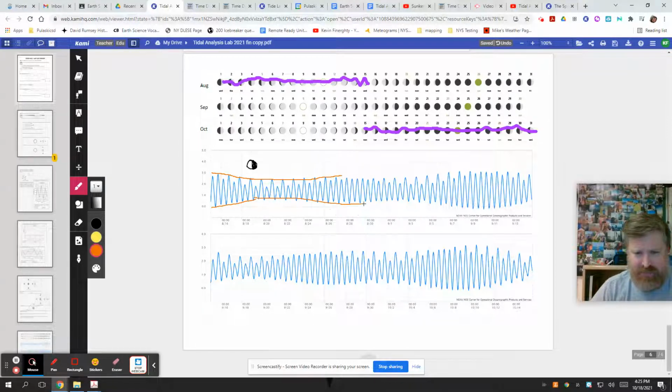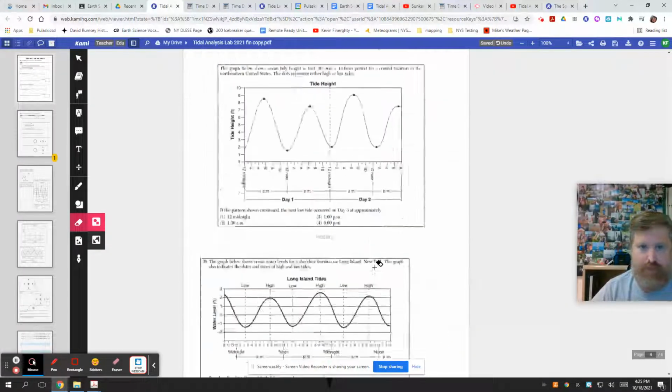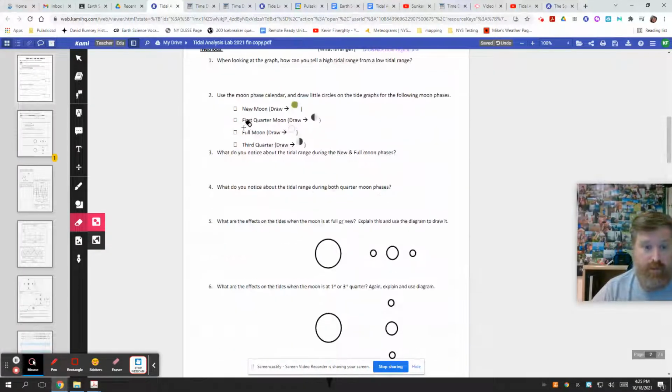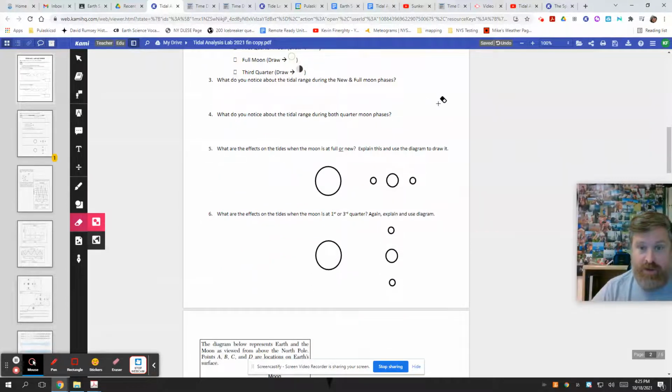You don't have to draw these lines. In fact, I encourage you probably not to. And then it gets a little bit smaller, and then it gets a little bit bigger. That's what we're looking for here. What phases match that bigger range? What phases match that smaller range? And if you plot out all those moons, the answers will appear right in front of your very eyes. Okay? That'll be that. And then just tell me, what do you notice during new and full?